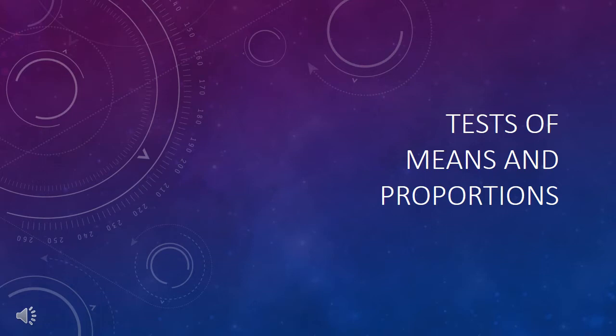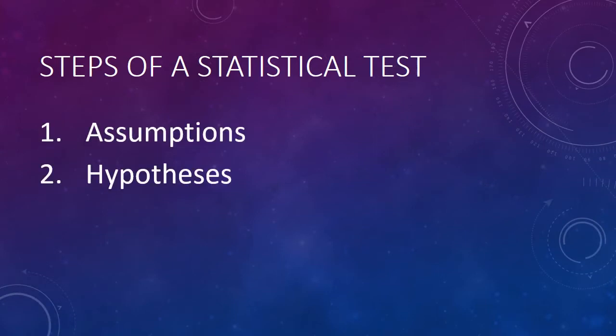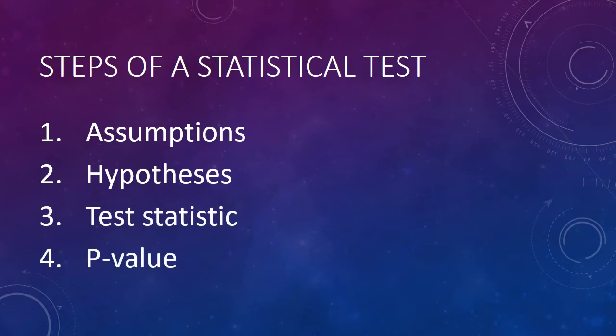Before we jump in, let's quickly review the 5 steps of every statistical test. First, we look at the assumptions. Second, the hypotheses. Third, we'll need a test statistic. Fourth, we find the p-value that corresponds with that test statistic. And then finally, we draw our conclusion. We'll look at each of these in turn for each of our 2 tests for today.